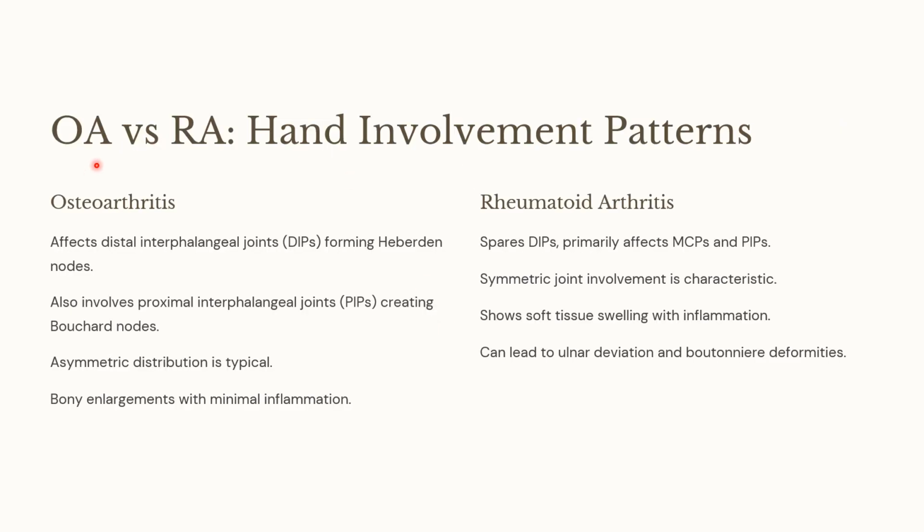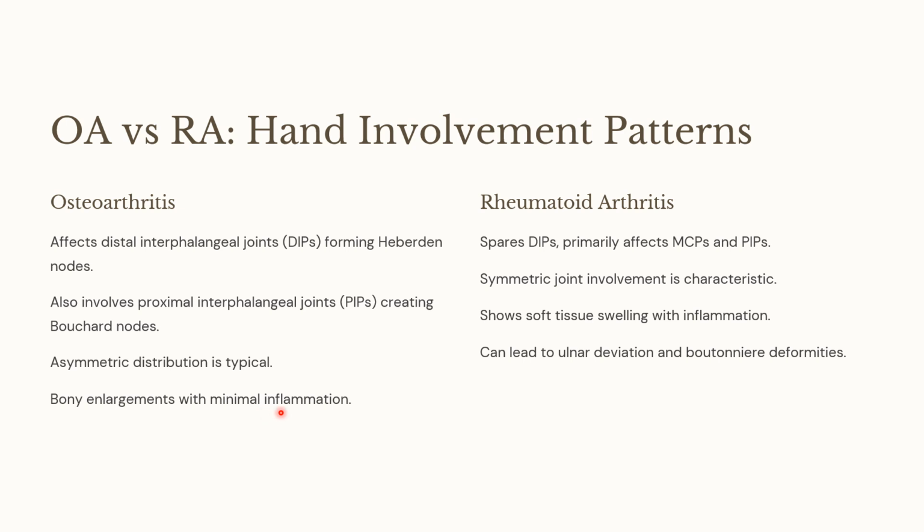Let's see osteoarthritis versus rheumatoid arthritis. In rheumatoid arthritis, we should know that it is due to inflammation. I will come to it in detail in the next slide. Before that, let's see the differences. Osteoarthritis affects the distal interphalangeal joints, and this is known as Heberden nodes. The proximal interphalangeal joints can also be affected, and that is known as Bouchard's nodes. Then there is asymmetric distribution, and there will be bony enlargement also, and the inflammation will be very minimal.